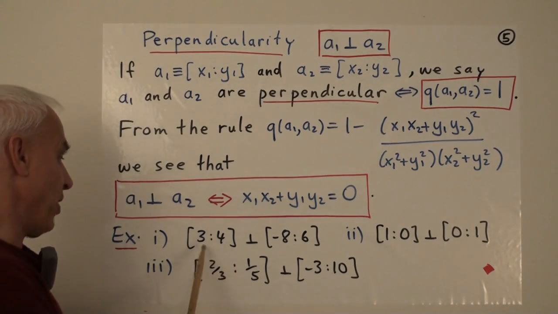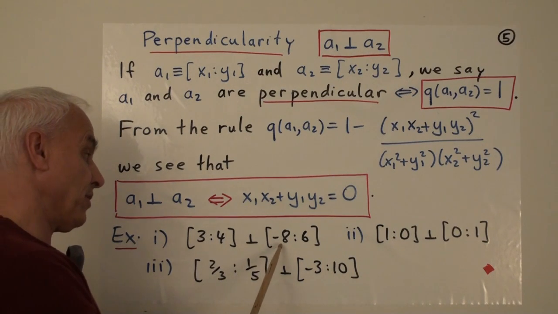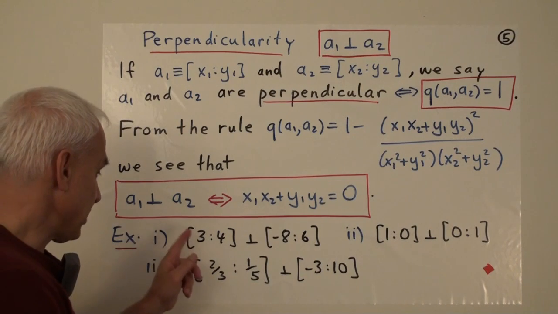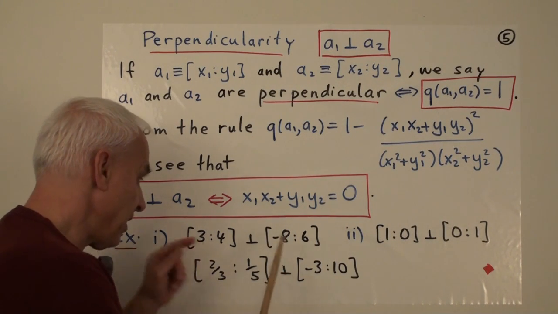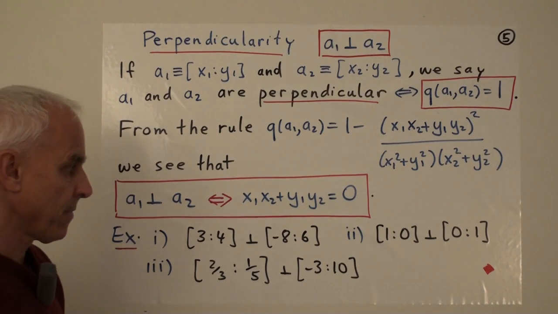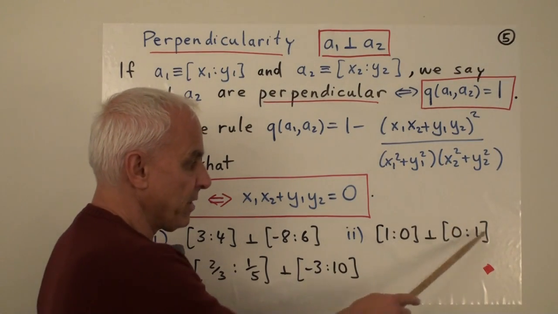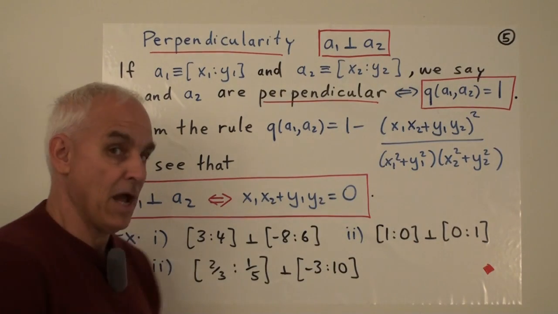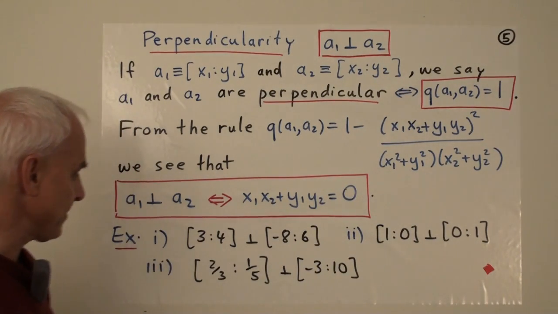So for example, the point 3 to 4 is perpendicular to the point minus 8 to 6. And that's because 3 times minus 8 plus 4 times 6 is 0. 1 to 0 is perpendicular to 0 to 1. Those are our lines through the axes, if you like.